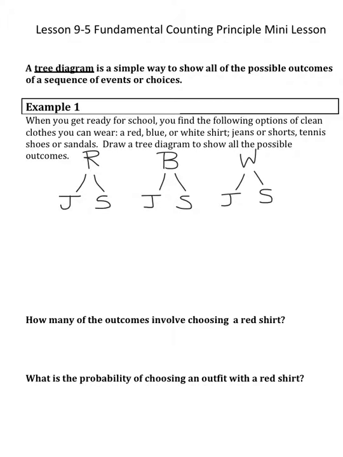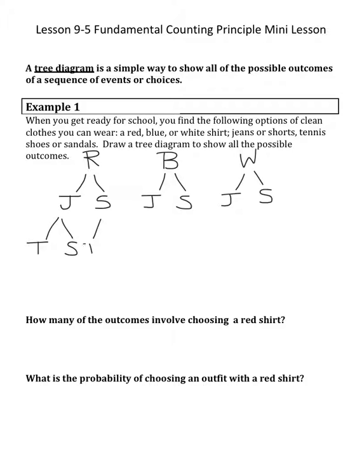So see how I have it lined up. The top level is my choice of shirt. The next level is my choice of bottom. I have one more decision to make, so I'm going to have one more level here. If you were choosing 5 things, you would have 5 levels. So the first option, the first outfit here, is a red shirt with jeans, and off of that I could wear tennis shoes, or I could do the red shirt with jeans and sandals.